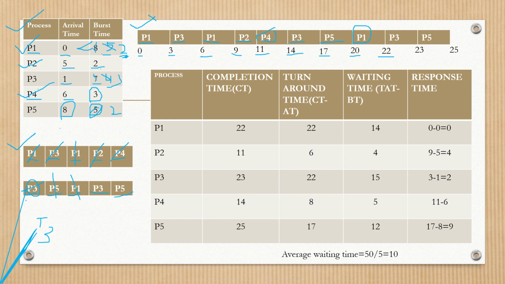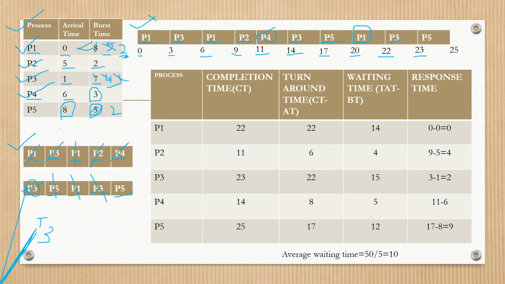Then coming back to the ready queue, what is the next process? It is P3. So P3 is removed from the ready queue and allocated to the CPU at time 22. What is the pending burst time for P3? It is only 1. So 1 will execute, 22 to 23. At 23, P3 is going to complete its execution.